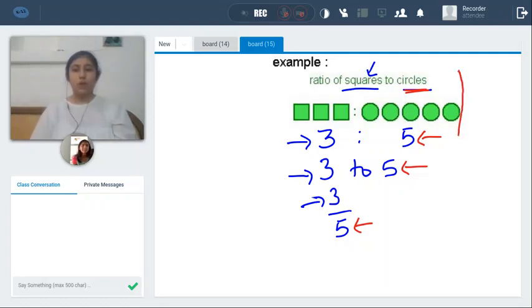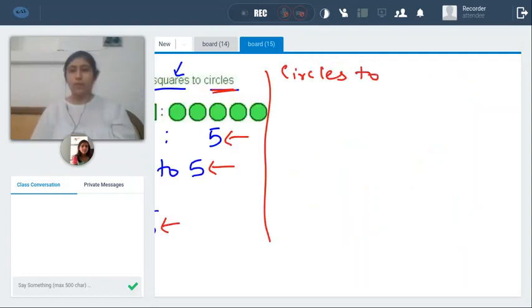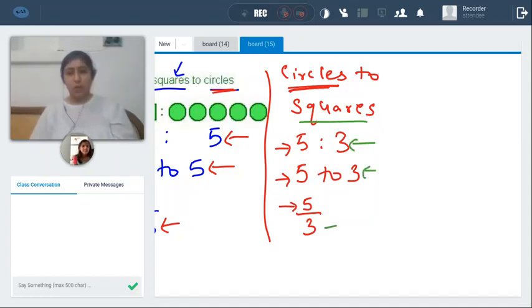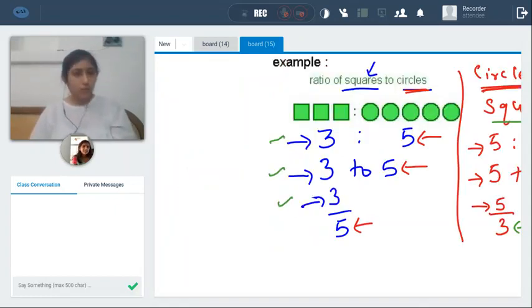So if they reverse the question to find the ratio of circles to squares, the answer will get reversed. It will be 5 ratio 3, or 5 to 3, or 5 by 3. Because they have asked for circles first, we are going to place the number of circles first everywhere, even in the numerator. And because they have written squares later, we are going to place the number of squares later, even in the denominator. Now we understood that there are 3 different ways to write it, right?